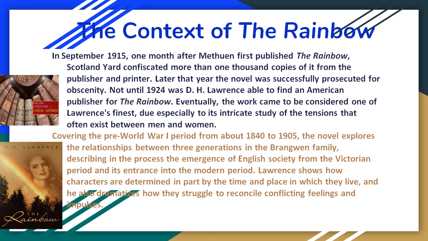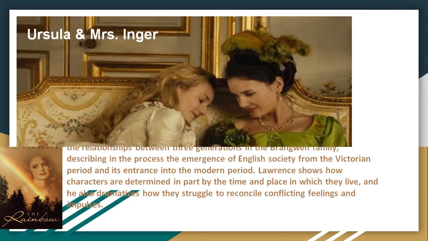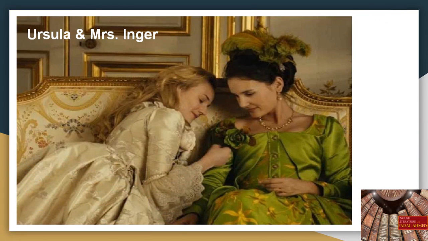Lawrence shows how characters are determined in part by the time and place in which they live, and he also dramatizes how they struggle to reconcile conflicting feelings and impulses. Ursula and Miss Inger are teachers. They are in a close relationship, a sexual relationship in this novel, The Rainbow.